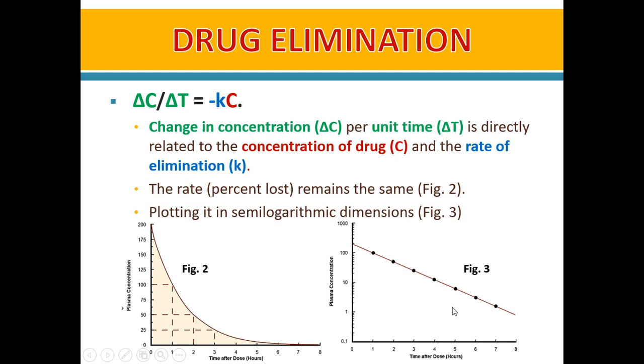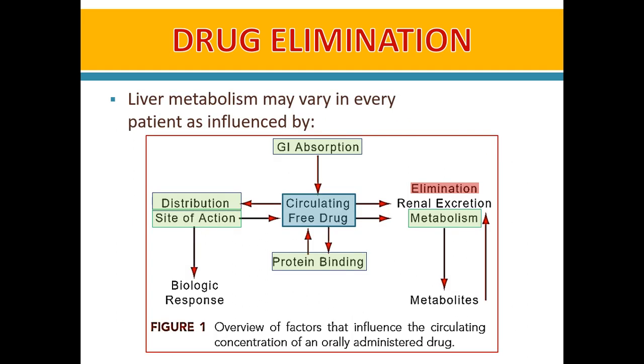Okay, so that's it. Now that's how the kidneys eliminate most of the drugs. So that's another factor affecting the concentration of circulating free drug, and that is by elimination through renal excretion.